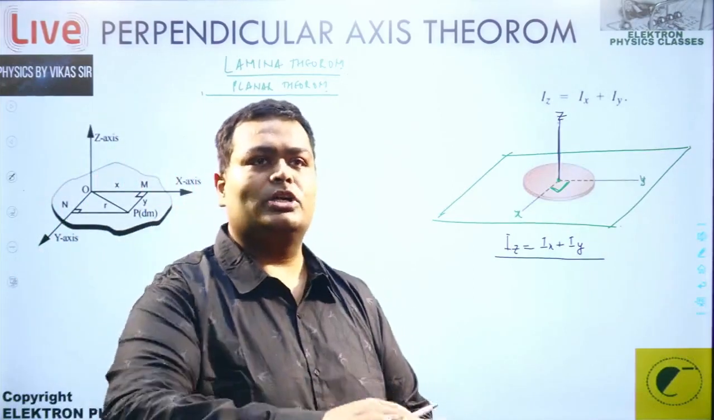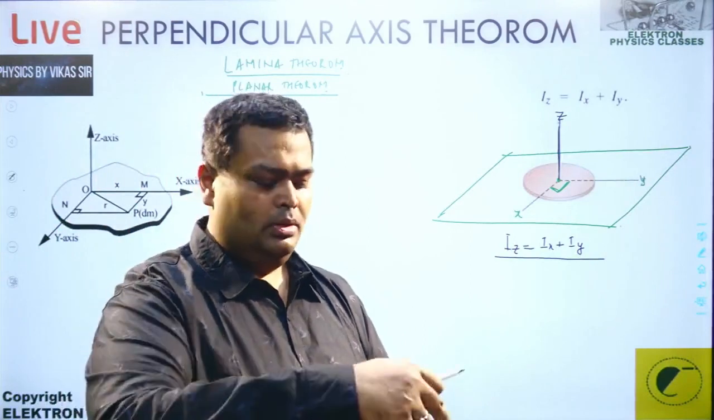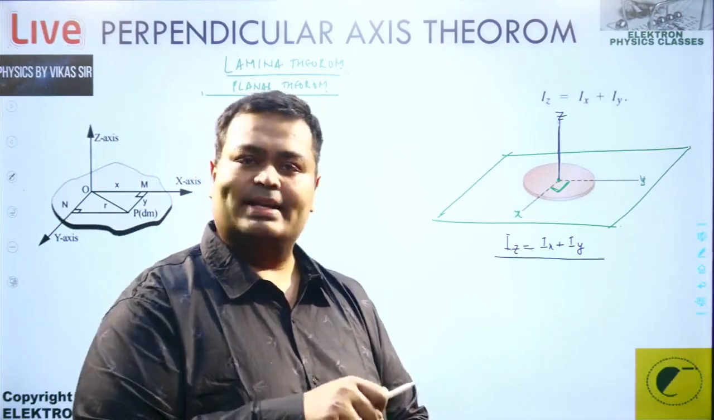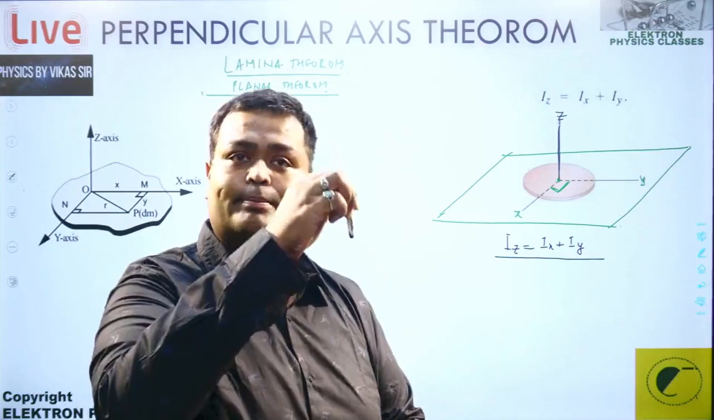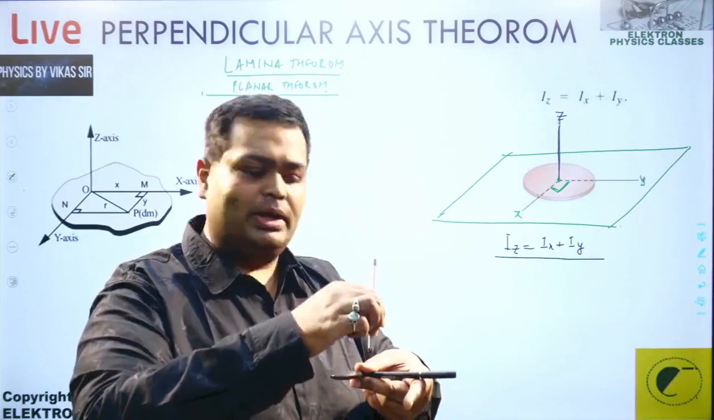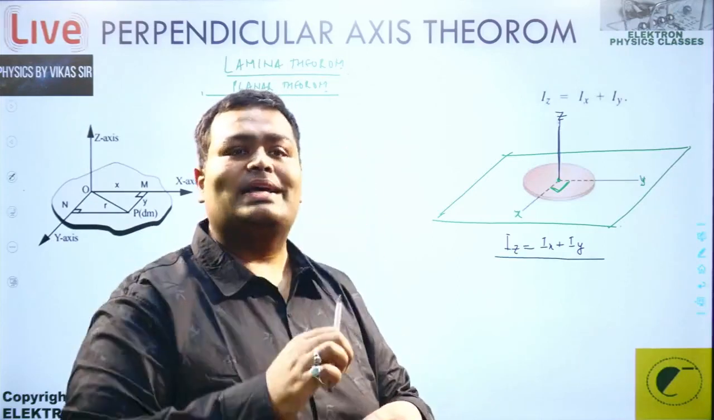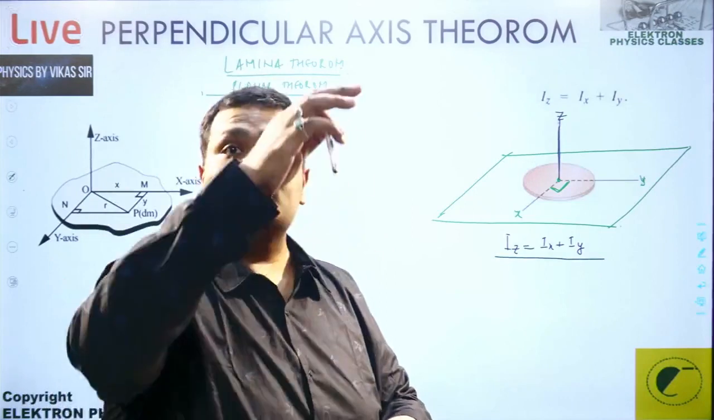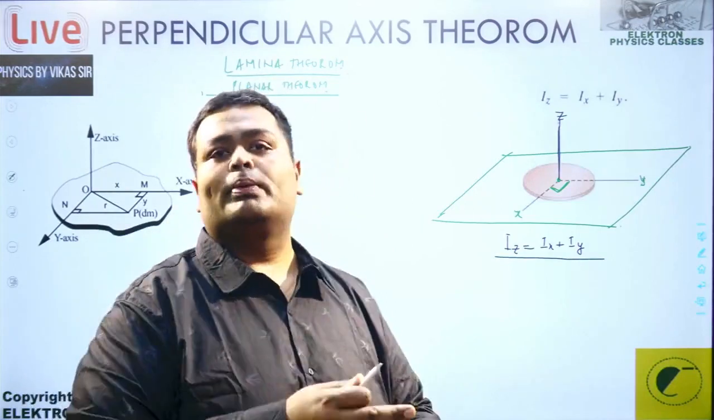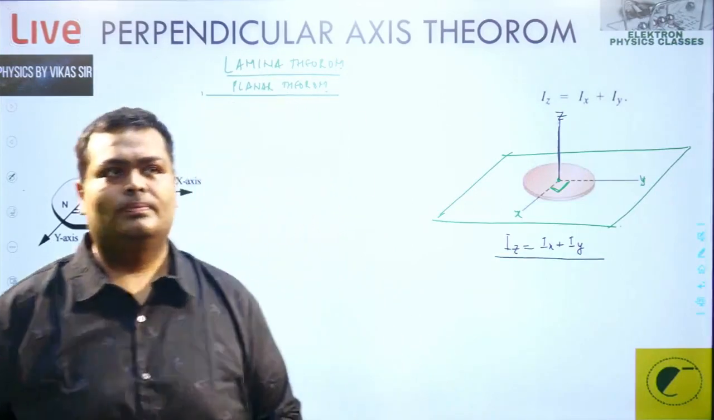Two axes mutually perpendicular in the same plane, intersecting at this point. Third axis through the same point, same intersecting point, and perpendicular to the plane, has a higher moment of inertia and is equal to the addition of the moment of inertia of both the axes.